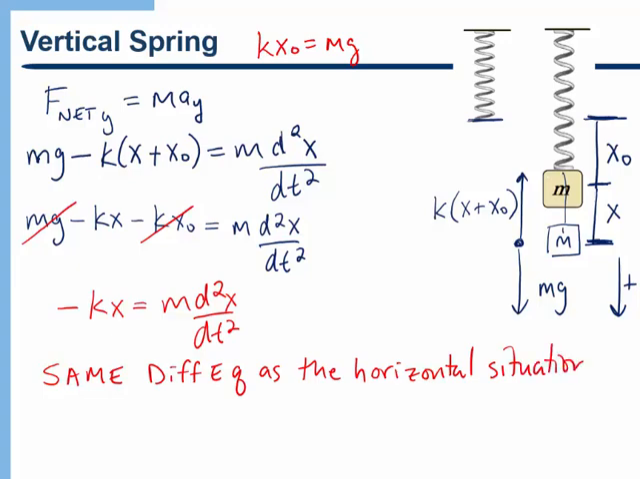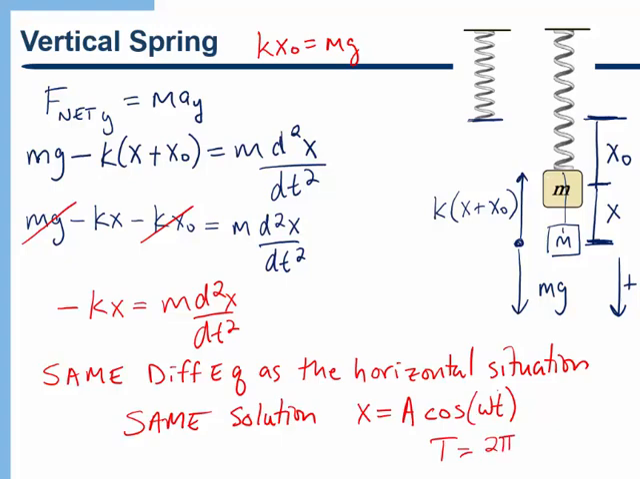Well, if it's the exact same differential equation, then it has the exact same solution. And so what we've shown is that the position, whether we're talking about a spring oscillating horizontally or vertically, would still be A cosine omega t. Also, notice that the period would still just be 2 pi the square root of m over k. So although the acceleration due to gravity would change that initial displacement to the new equilibrium position, it would not change how the object oscillates.